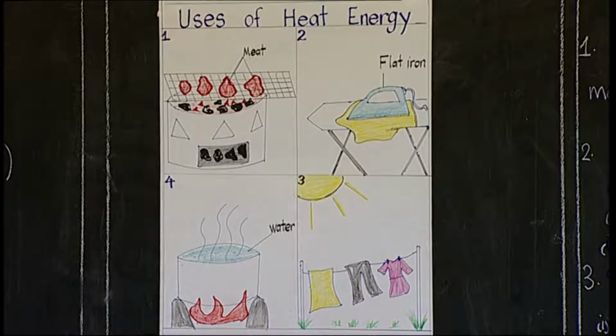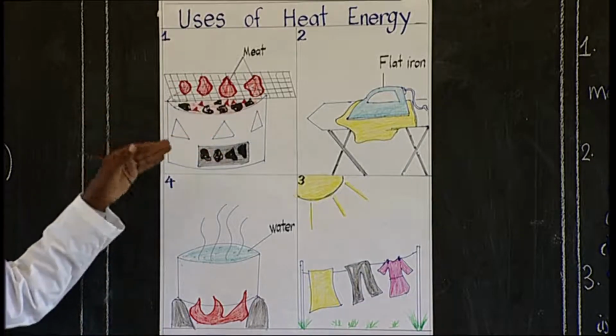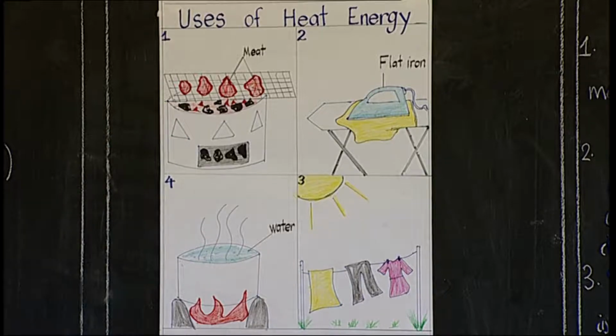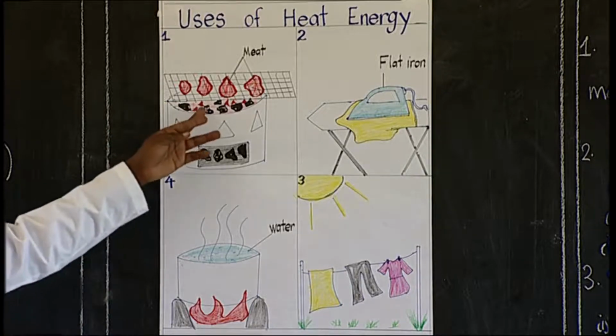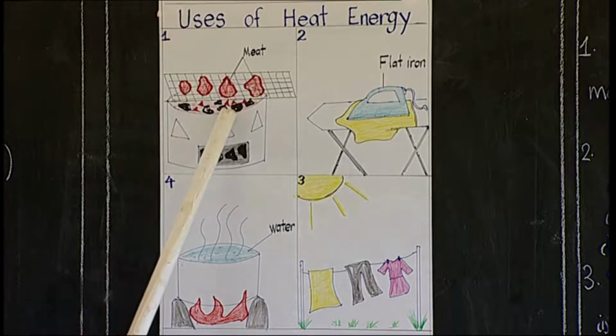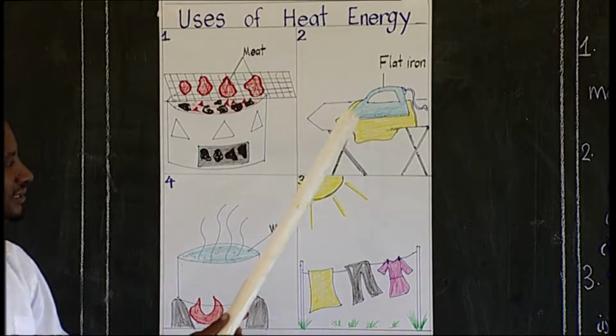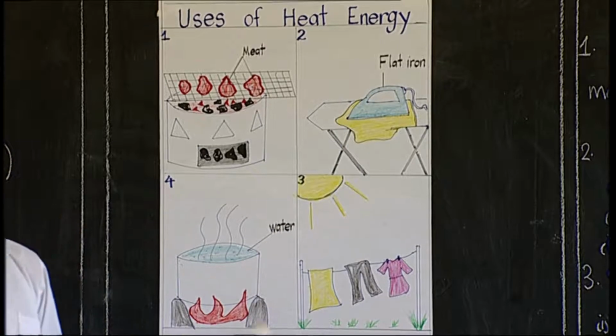Yes? Okay, thank you. So he's telling me that he's seeing pieces of meat being roasted on a charcoal stove. Yes, that's true. These are pieces of meat being roasted on a charcoal stove. Good. Who can tell me what is happening in picture number 2?